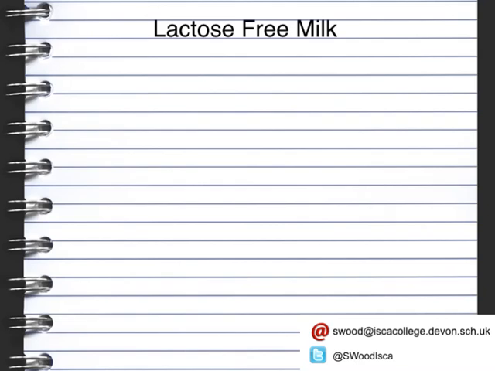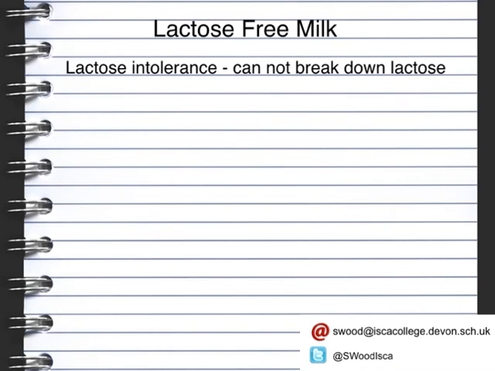Some adults are lactose intolerant, which means they cannot break down the sugar lactose, and this is purely because they do not produce the enzyme that breaks down lactose. Now, that enzyme is known as lactase. You might be able to see here a bit of a pattern: the sugar ends in O's and the enzyme that breaks it down ends in A's.